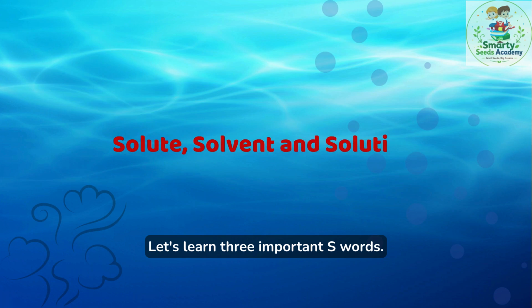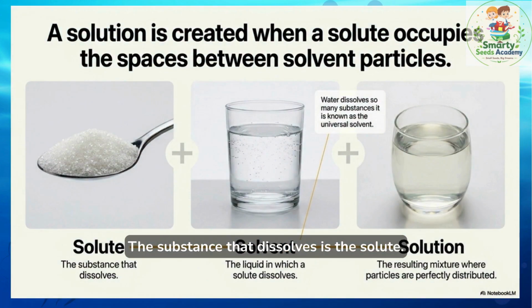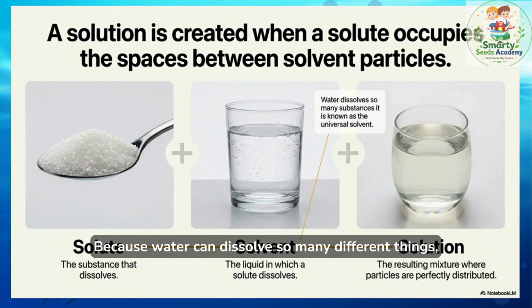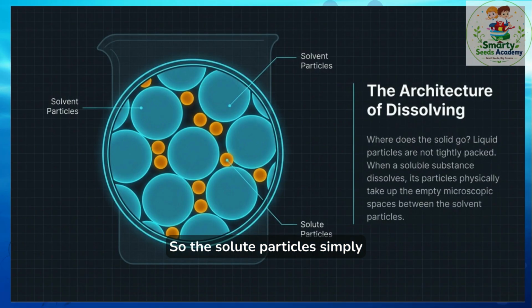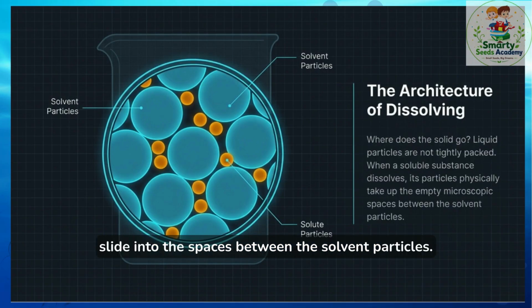Let's learn three important S words. The substance that dissolves is the solute. The liquid it dissolves in is the solvent. When they mix together, they form a solution. Because water can dissolve so many different things, we call it the universal solvent. Inside a liquid, the particles aren't packed tightly, so the solute particles simply slide into the spaces between the solvent particles.